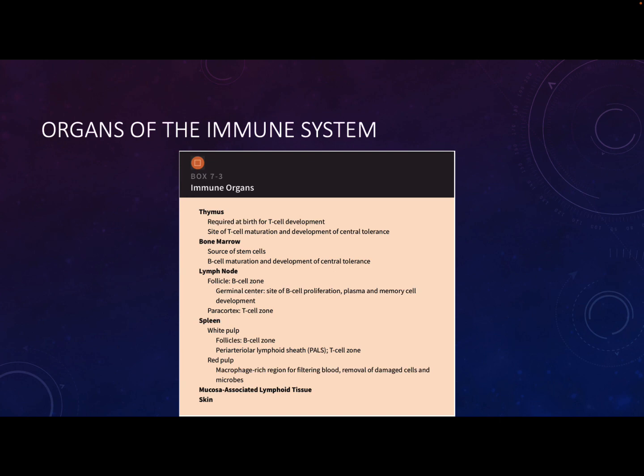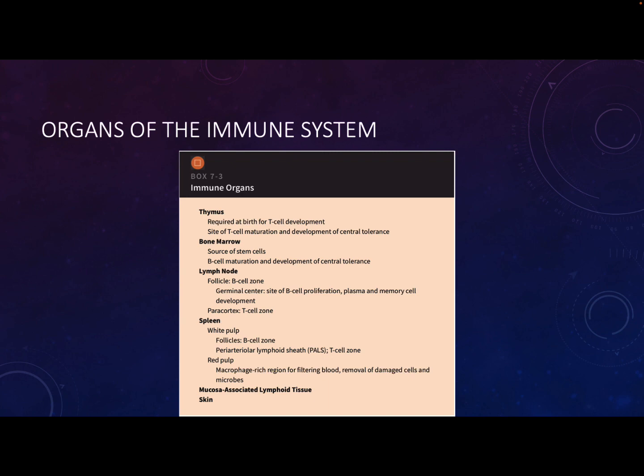The thymus is required at birth for T cell development. It's the site of T cell maturation and development of central tolerance. That means it learns to tolerate you. Bone marrow, source of stem cells, B cell maturation and development of central tolerance. Lymphoid, so the reason you might sometimes get swollen lymph nodes, it's where B cells can proliferate. So B cells can replicate. They can turn into plasma cells and start secreting antibody, and they can also become memory cells in there. And then there's also a T cell zone within the lymph nodes.